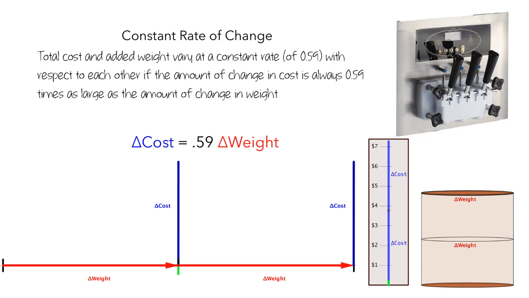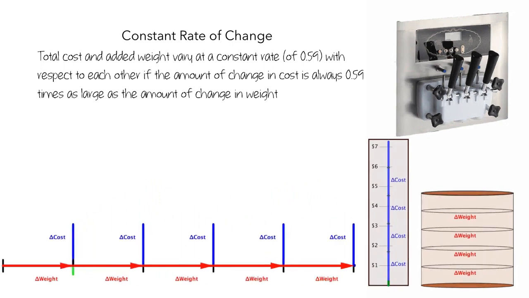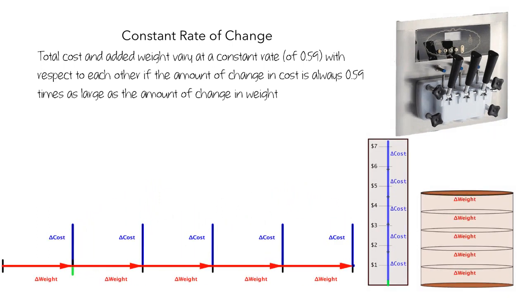What if we'd used a different number of sections? Let's split the added weight into 5 sections. It's still the case that, for each of the 5 sections of change in weight, the amount of change of cost is about 0.59 times as large as the amount of change in weight. This was true whether we split the added weight into 2 equal sections or 5 equal sections, and would be true for any way of splitting it into equal sections.